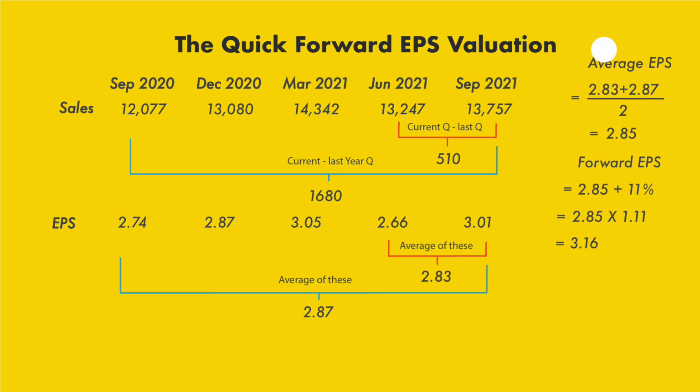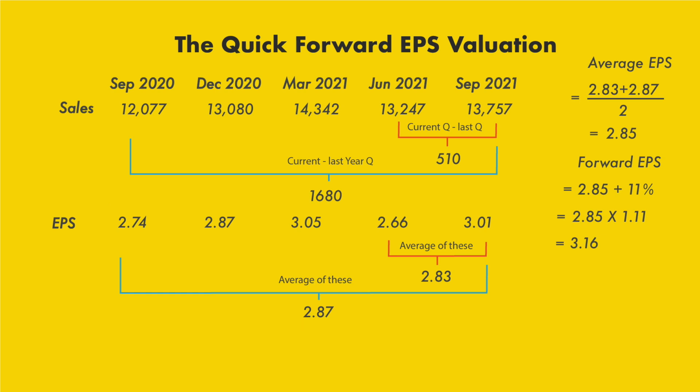So we assume that the company's growth rate will be at this rate till the next quarter. Similarly, with EPS, we'll do the same thing. Over here, we can see that we have taken the average of the current quarter and the last quarter. So we take 3.01 and 2.66. We do division of that by 2, we get 2.83. And similarly, we'll do a division of the current quarter to the last year's quarter, 2.74. So if we do a division, then we get 2.87.